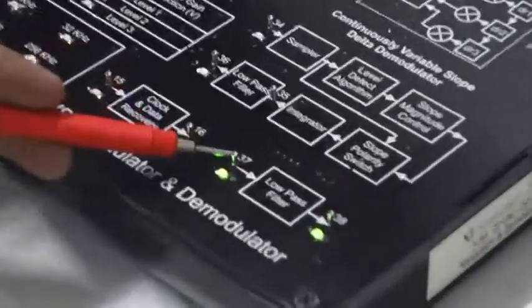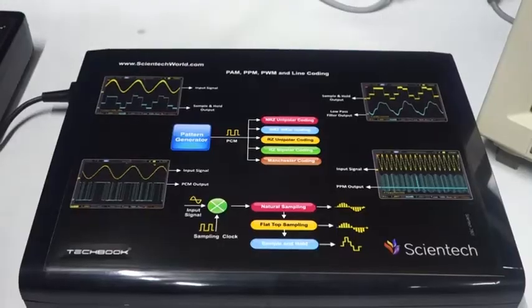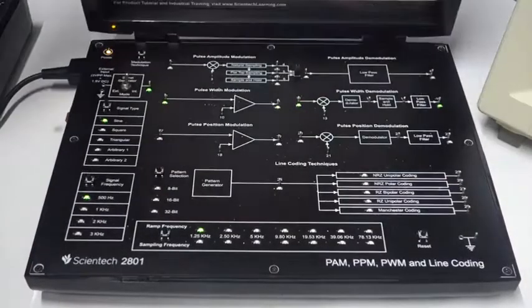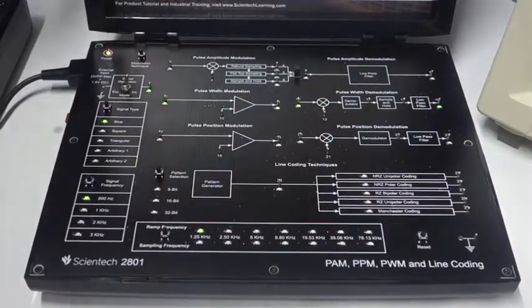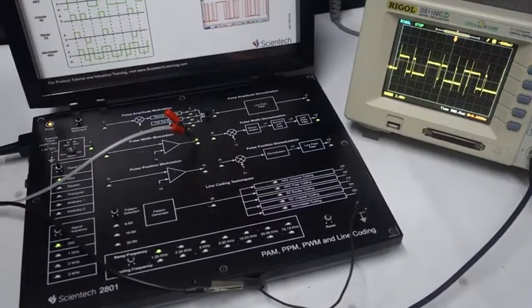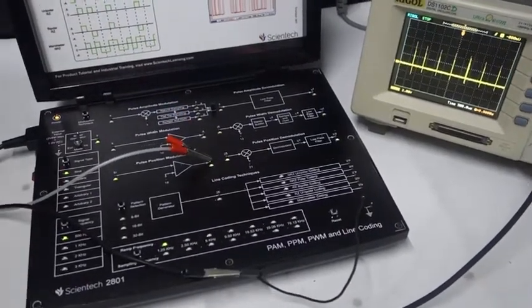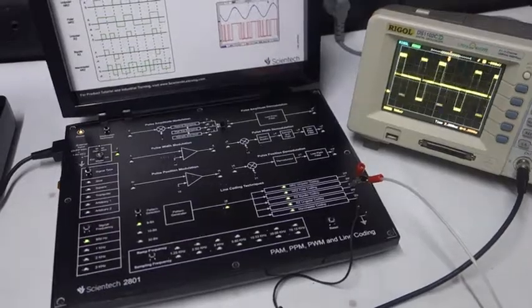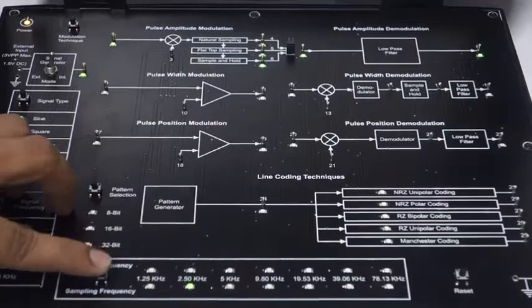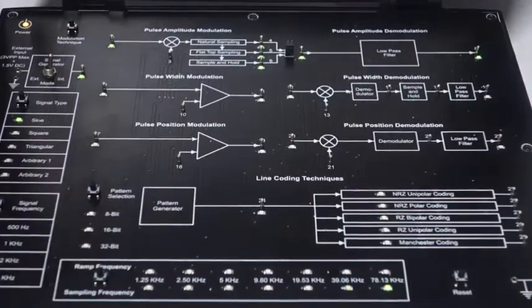LED indicators. Scientech 28 series TechBooks includes Scientech 2801, which covers pulse amplitude modulation, pulse width modulation, pulse position modulation and line coding techniques. Select modulation techniques and sampling frequencies just by using tact switches.